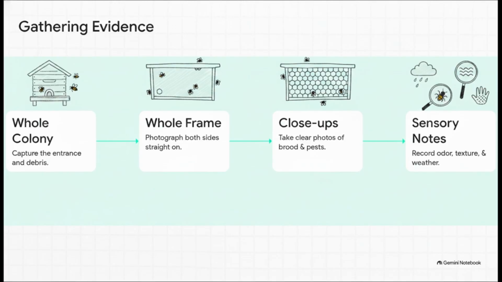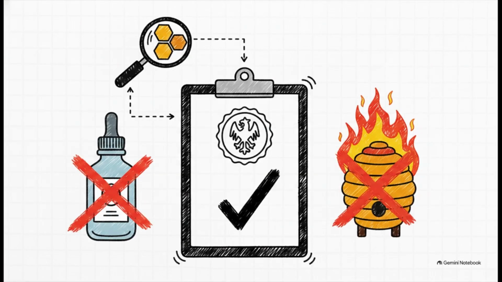Step 1. Photograph the whole colony entrance and debris. Step 2. Take straight-on photos of the whole frame, both sides. Next, grab those clear macro close-ups of the capped brood, larvae, and pests. Finally, jot down sensory notes, things a camera just can't capture, like a sour odor, the texture of the comb, or the recent weather. And this brings us to our golden rule of thumb.